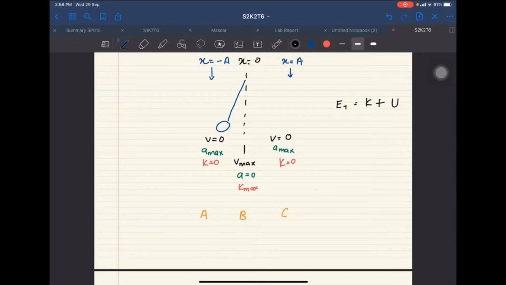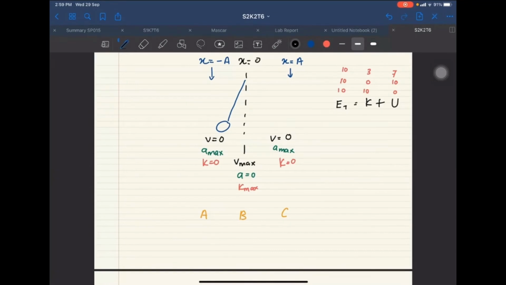Katakanlah, let's say we put a number, total energy katakan 10. Okay, kalau kinetic energy 10, potential energy saya berapa? 0. Okay, good. Katakanlah energy total saya 10, kinetic energy saya 0, potential saya 10. Kalau energy total dia tak berubah, masih lagi 10. Katakan kinetic energy 3, potential saya 7. Faham tak? Can you guys get this concept?